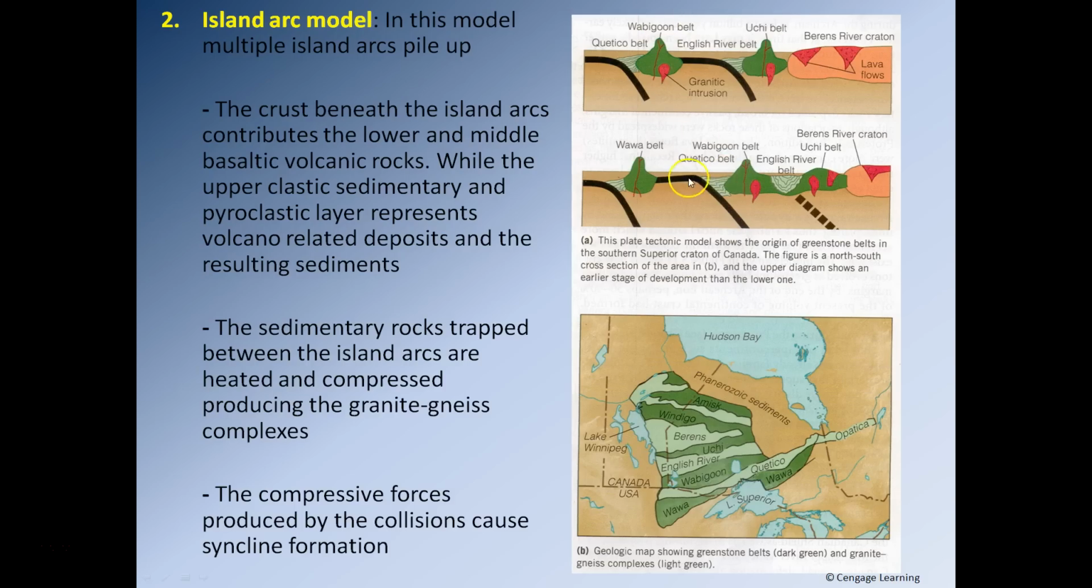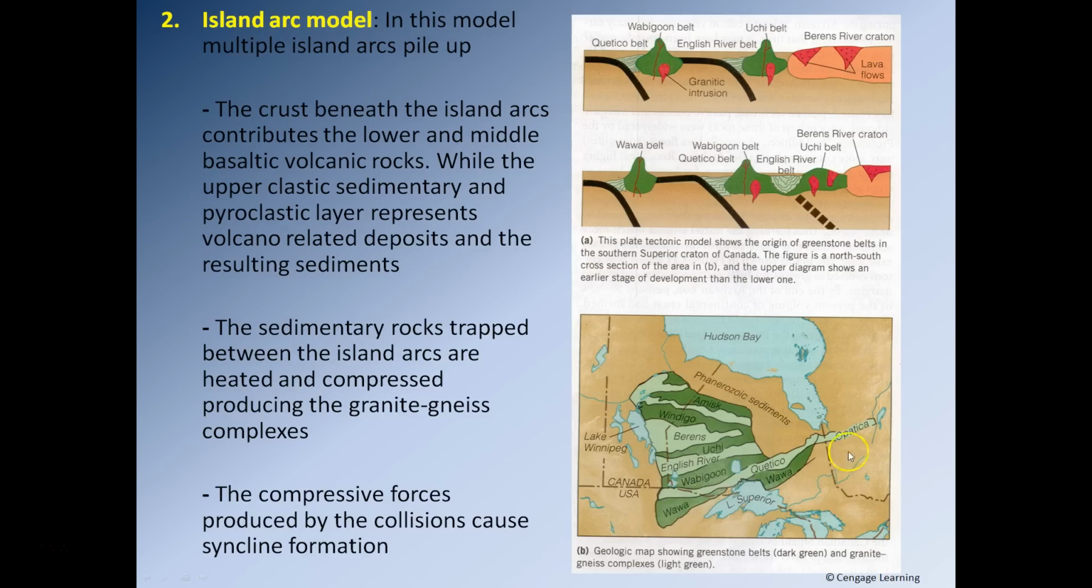Now, obviously, because we have continued subduction, it means lots and lots of granites will be produced, and those granites will then intrude the greenstone belt, and that makes perfect sense. Obviously, also the impact between these 2 island arcs will cause lots of tectonic deformation and the formation of lots and lots of synclines. And so now this model, on the other hand, is the preferred model to explain the Canadian greenstone belts.